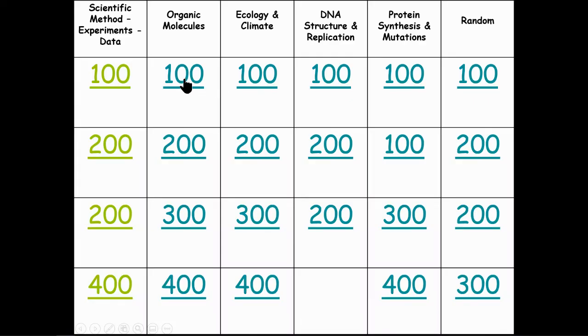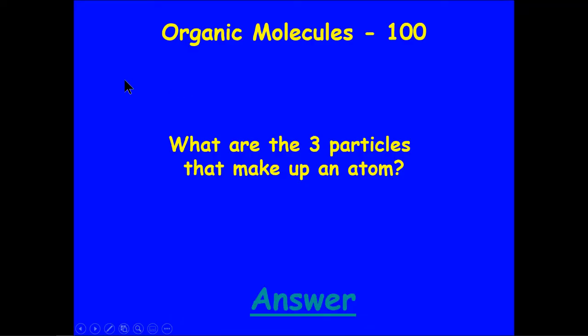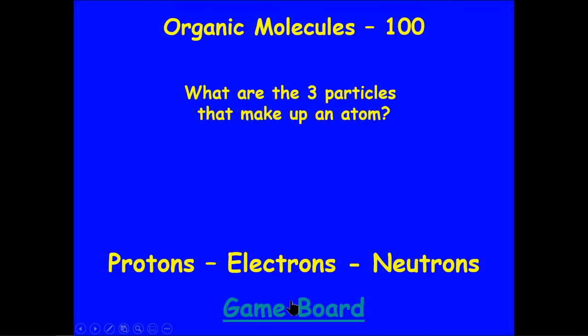All right, on to organic molecules, chapter 2. What are the 3 particles that make up an atom? All right, answer in 5, 4, 3, 2, and 1. Protons, electrons, and neutrons.